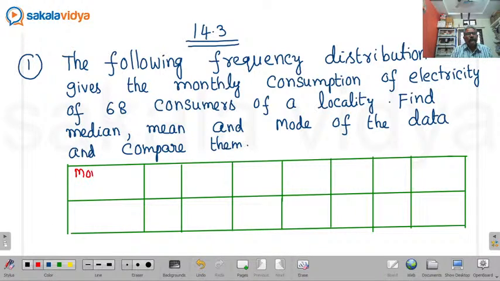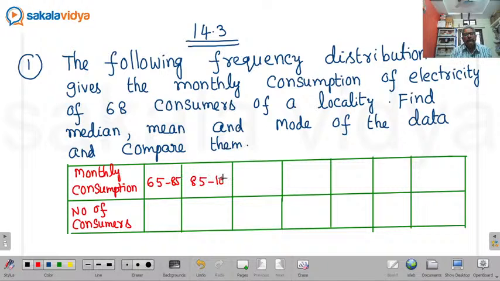Monthly consumption. Number of consumers. 65 to 85, 85 to 105, 105 to 125, 125 to 145, 145 to 165, 165 to 185, 185 to 205.